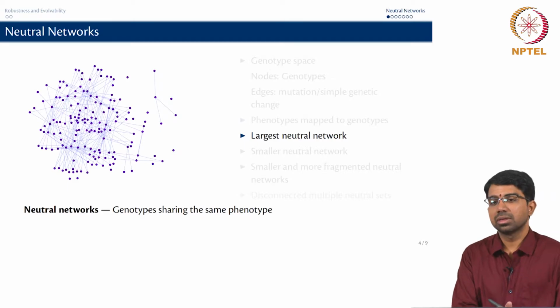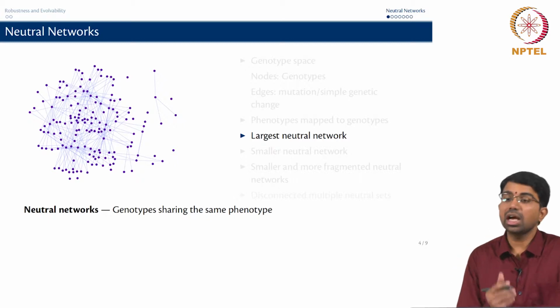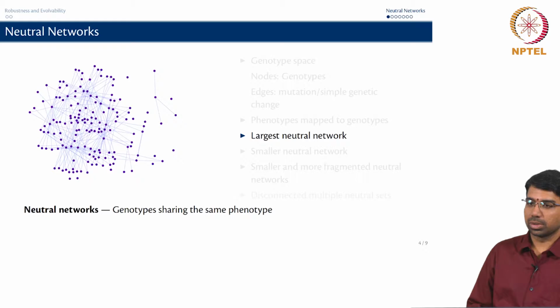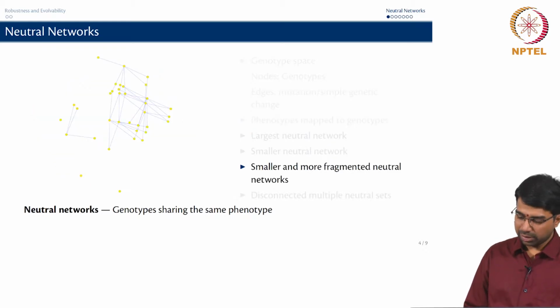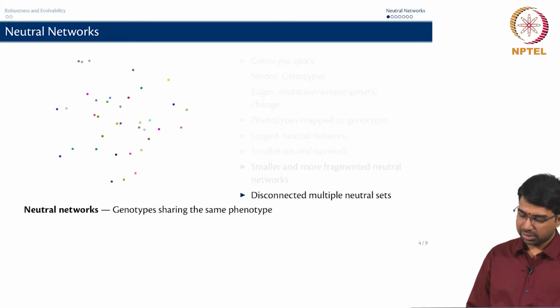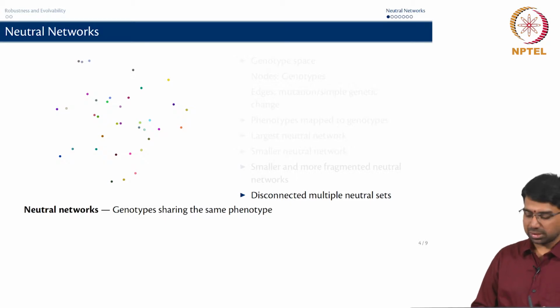It means it is robust. It can change genotype, but the phenotype really does not change. So, that phenotype is actually robust. This is a smaller, incrementally smaller, fragmented neutral network, and this is just multiple neutral sets, disconnected neutral sets. So, what implication does this have?